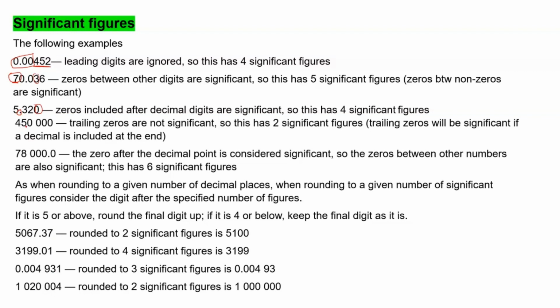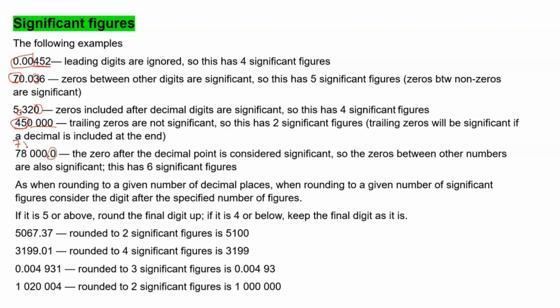So we have here just trailing zeros. Trailing zeros are not significant, but if a decimal is added, as in this example here, they are considered significant. So this is not significant. So this is only 2 significant figures, whereby this one here, because there is a decimal included, is also considered significant.